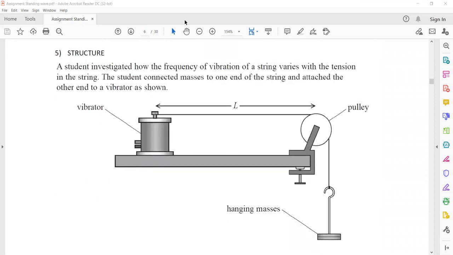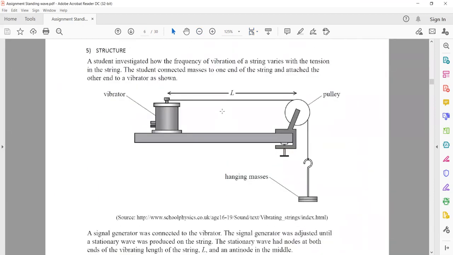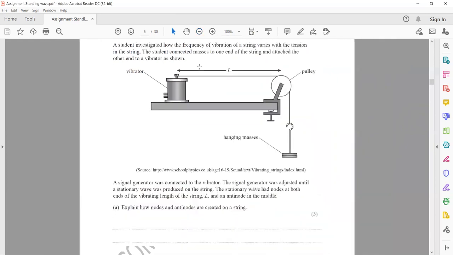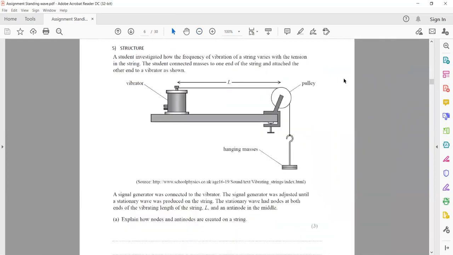Moving on to the next question, also a structure question about the standing wave, how the standing wave is produced. When this vibrating generator produces the vibration, it travels and returns. The two waves traveling in opposite directions give rise to a standing wave, which will produce nodes and antinodes. A student investigated how the frequency of vibration of a string varies with the tension in the string. The student connects masses to one end to apply a tension, and at the other end the vibrator is shown.